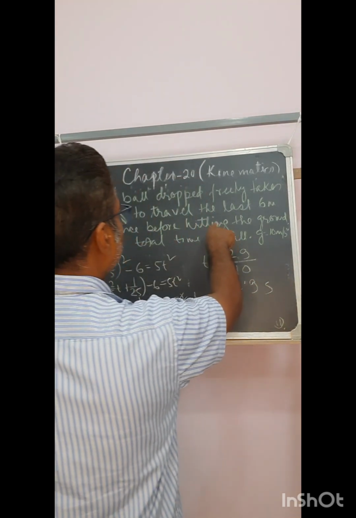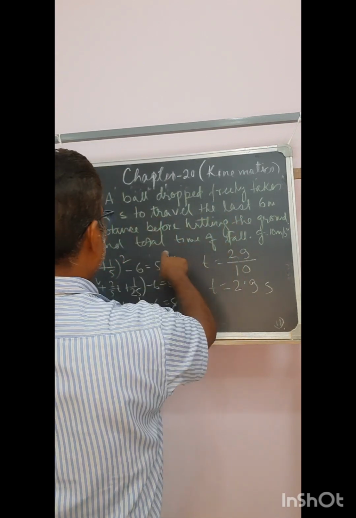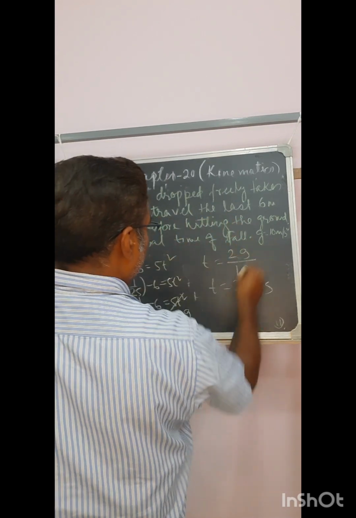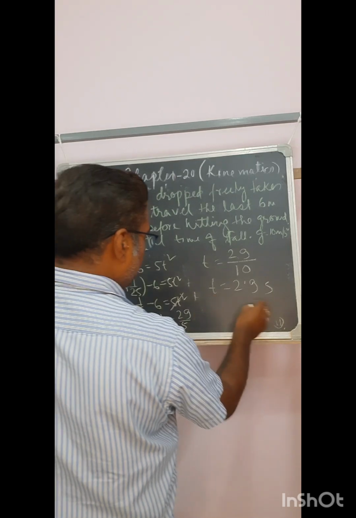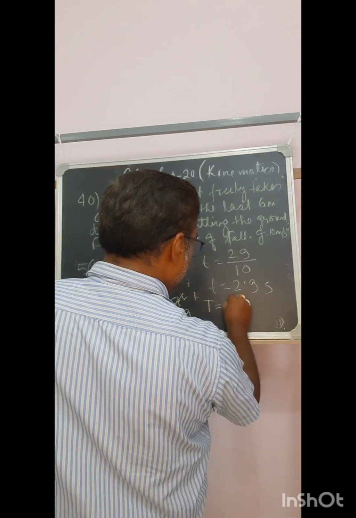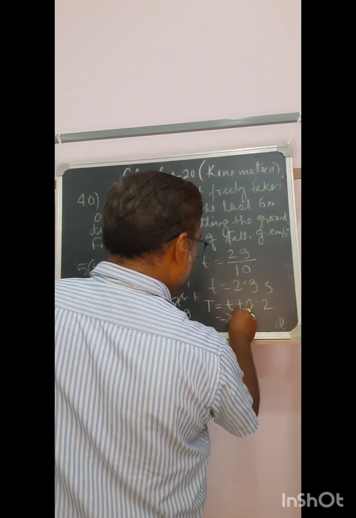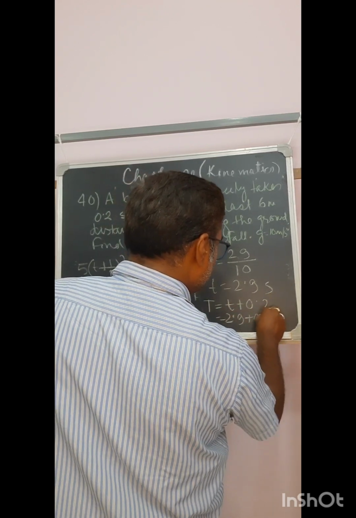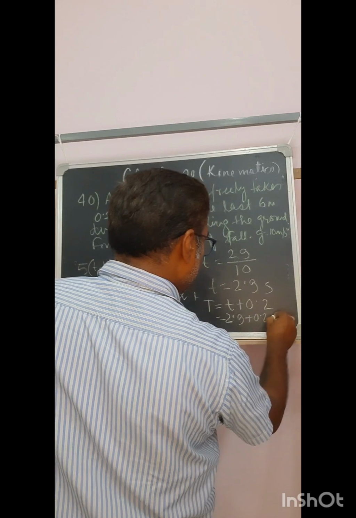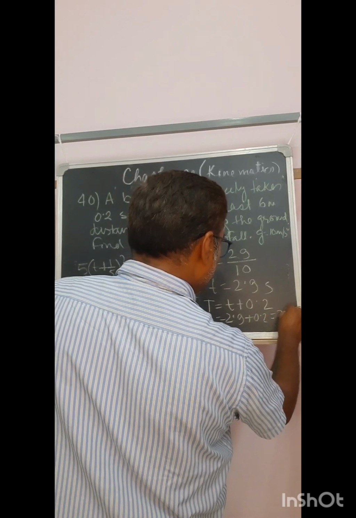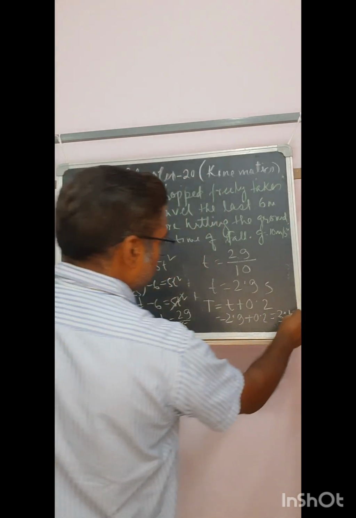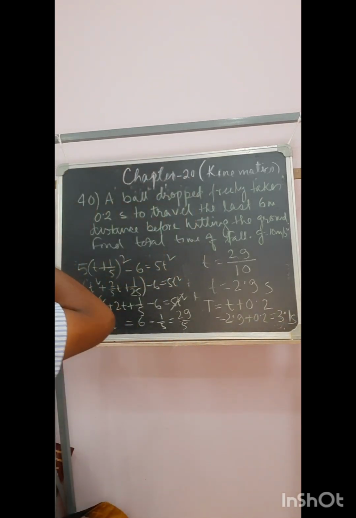So what is the requirement? Find the total time of fall. The total time is t plus 0.2, that means 2.9 plus 0.2, which gives you 3.1 second.